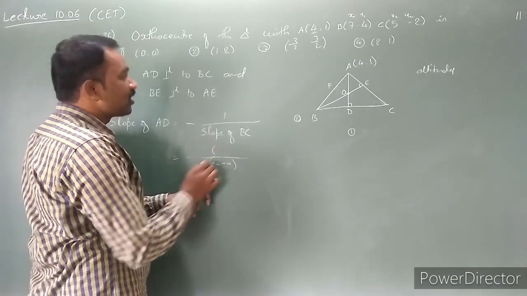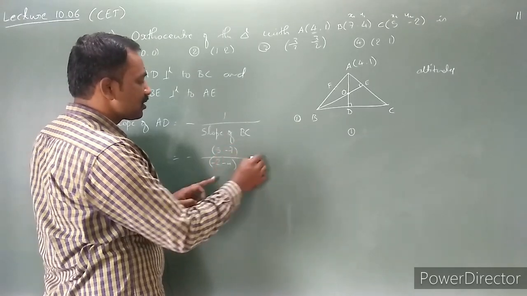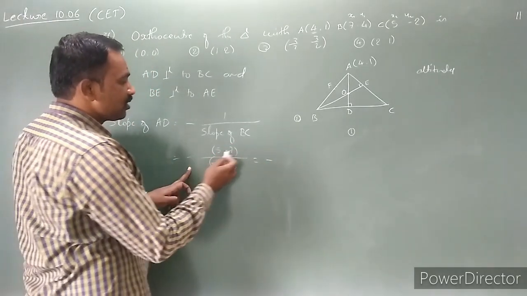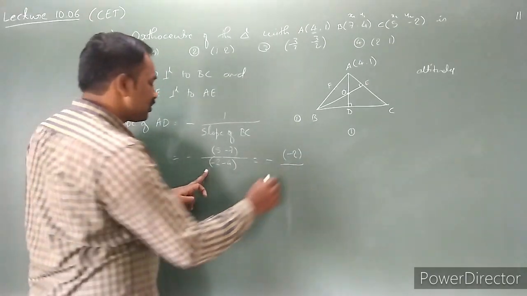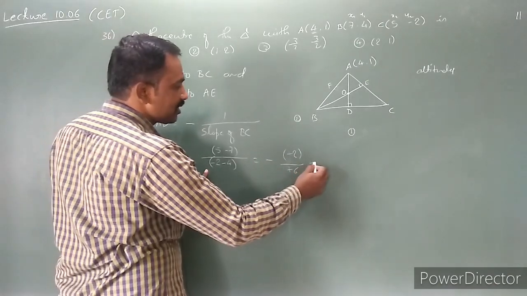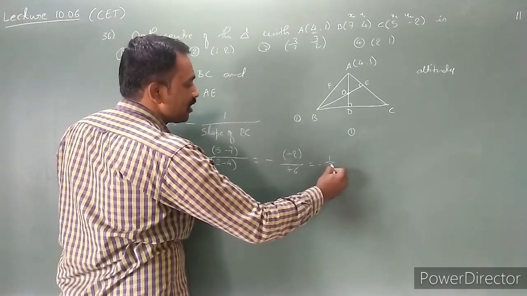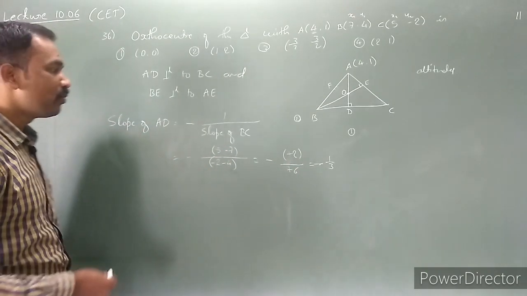Taking the numerator, y2 minus y1 is minus 2 minus 4. In the denominator, x2 minus x1, x2 is 5 minus x1 is 7, so 5 minus 7 is minus 2. Minus 2 minus 4 is minus 6. Here the minus signs cancel, giving the slope of BC as 3. So the slope of AD is minus 1 divided by 3, which is minus 1 by 3.